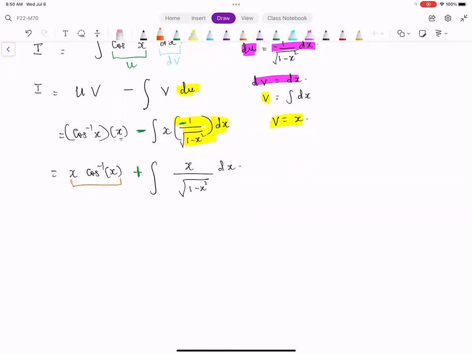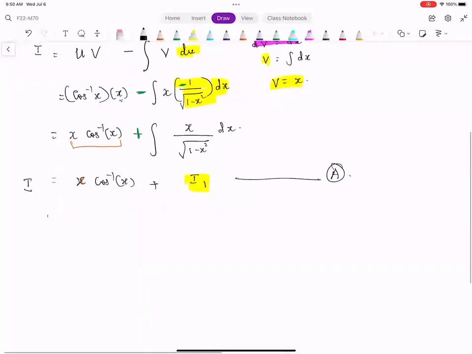The second part, we have to integrate as a separate integral. So it's x cosine inverse x. I'm going to call this second integral I1. Then I'm going to evaluate this I1 separately, and then we will substitute it back into this step. Okay, let me call that A. So what is this I1 that we have to evaluate separately? It is the integral of x over square root of 1 minus x square dx.